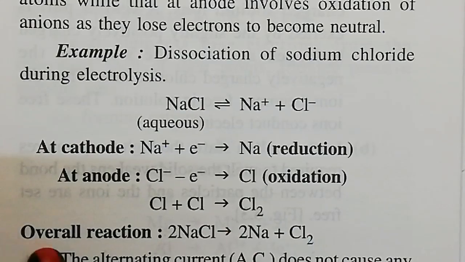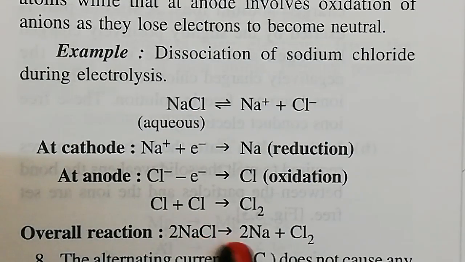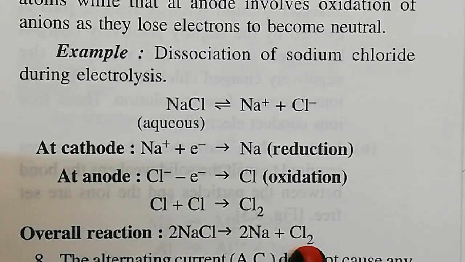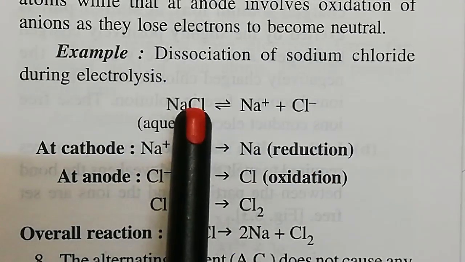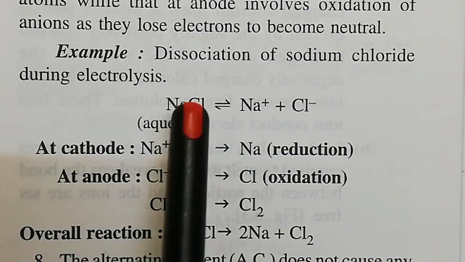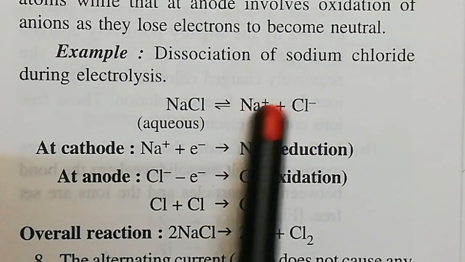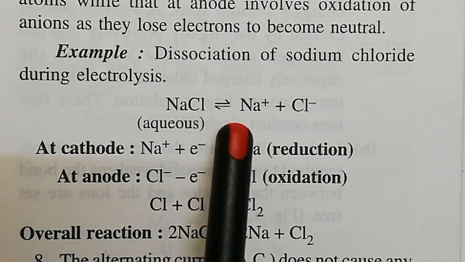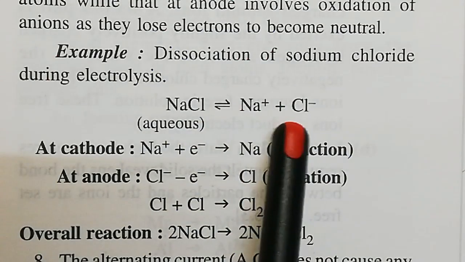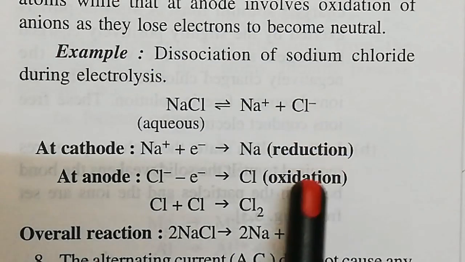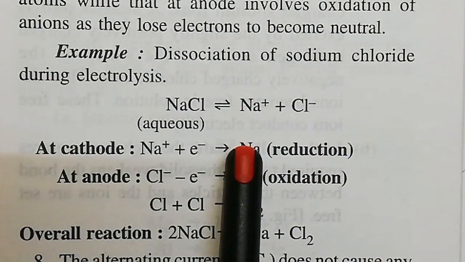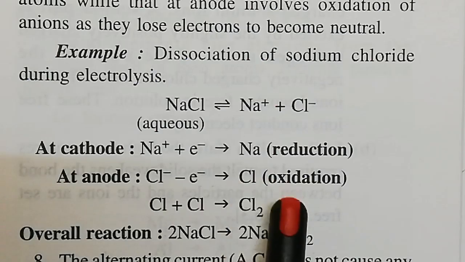Okay, so what is the overall reaction? NaCl changes to Na and Cl2. So here I think it should not be aqueous, it should be molten. Okay, molten NaCl produces only ions. If it is aqueous, there will also be hydrogen ion and hydroxyl ion, so it should be molten. So whenever molten NaCl is electrolyzed, we get sodium at the cathode and chlorine at the anode.